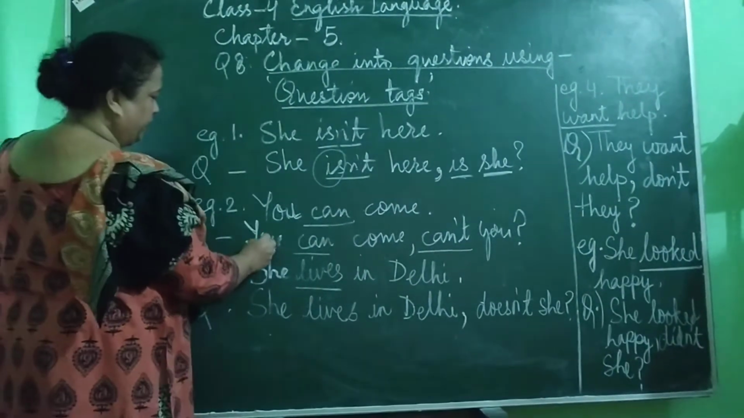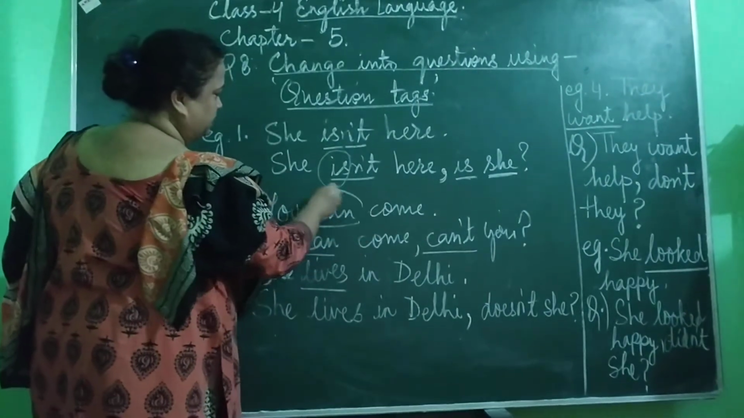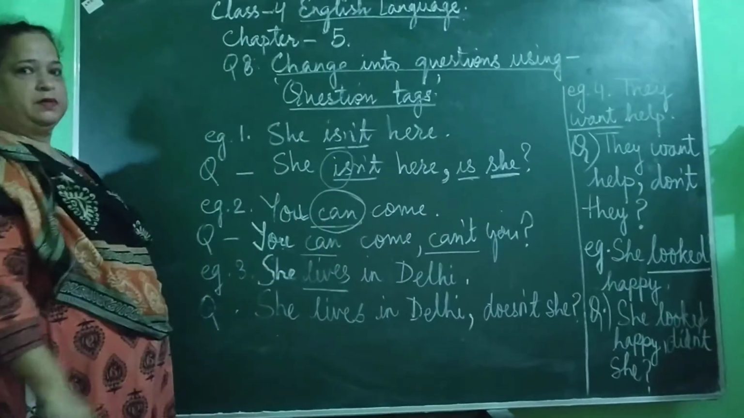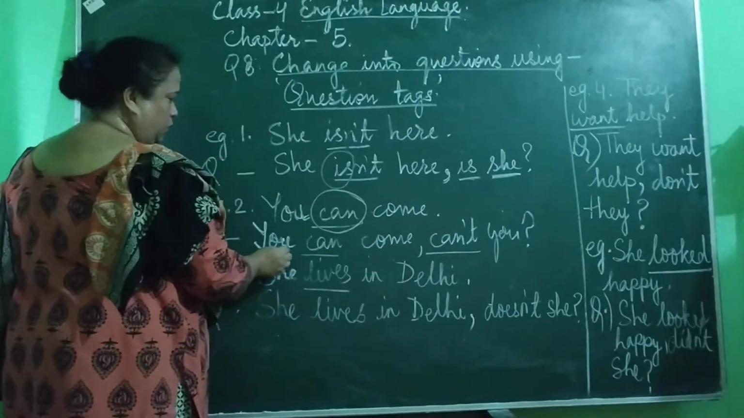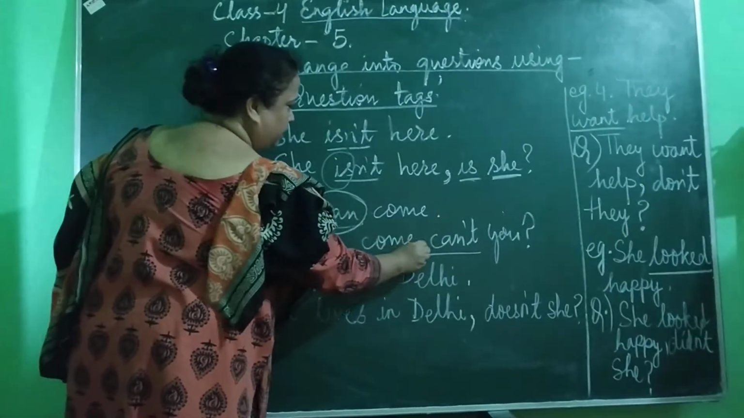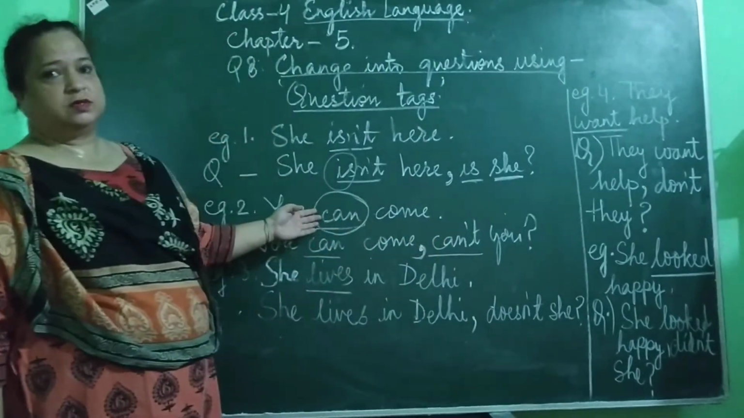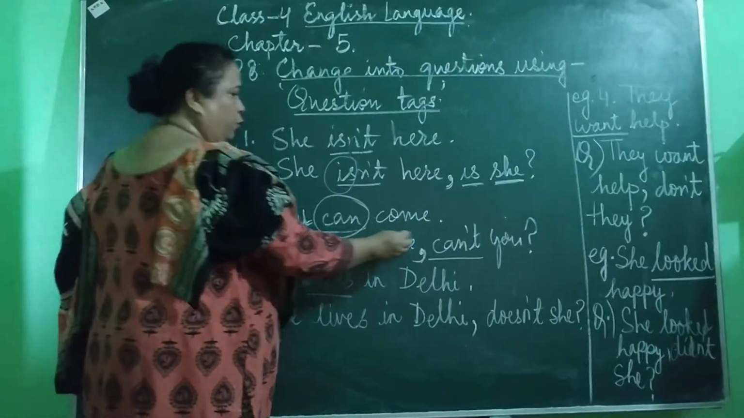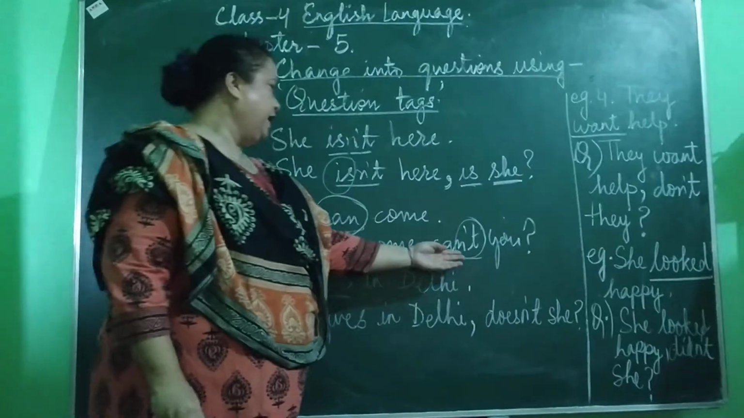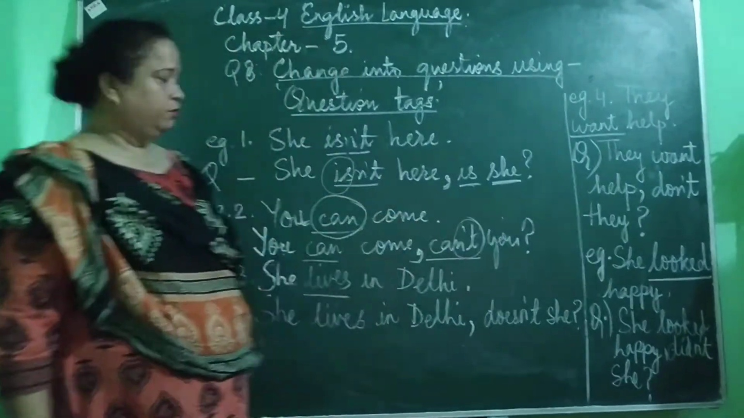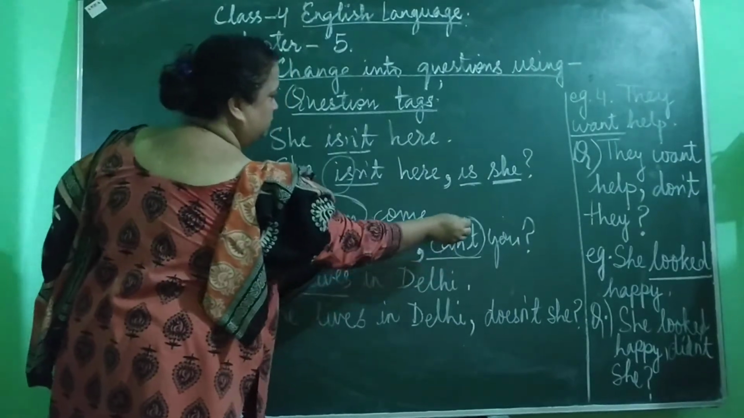Now if you have a look at the second sentence, you can come. Now what's the helping verb in this? The helping verb is can. So what did we do? We wrote the sentence as it is, you can come, and we made a comma here and we wrote down the helping verb. Since this sentence was in the positive form, what did we do? We added the short form of not over here, and after that we wrote the pronoun. So what was my answer? You can come, can't you?